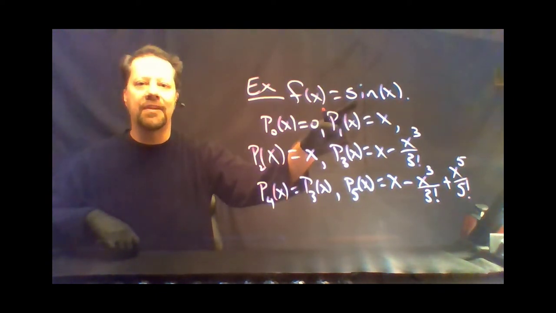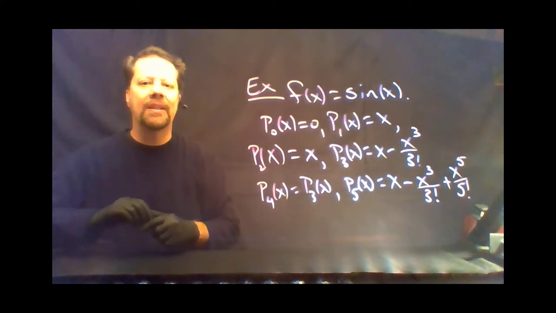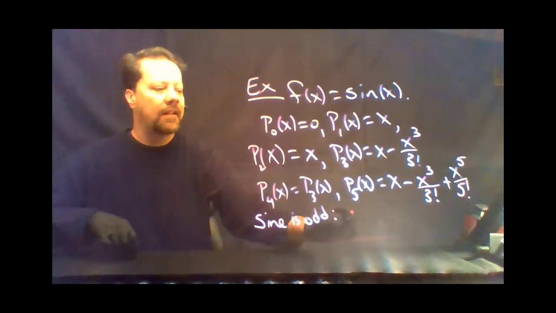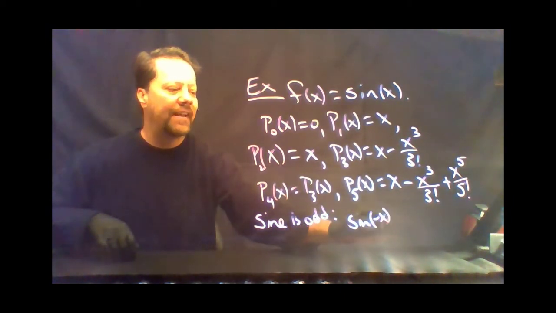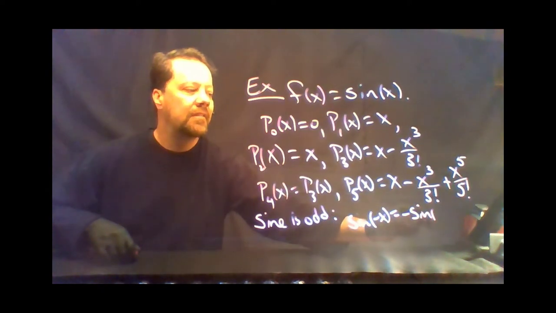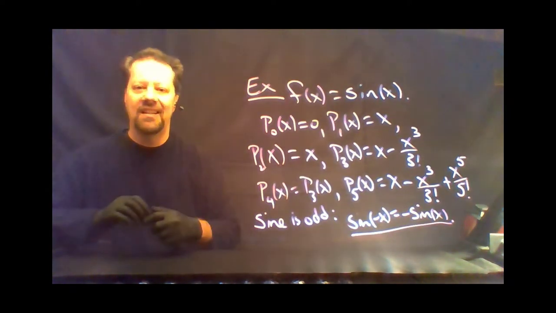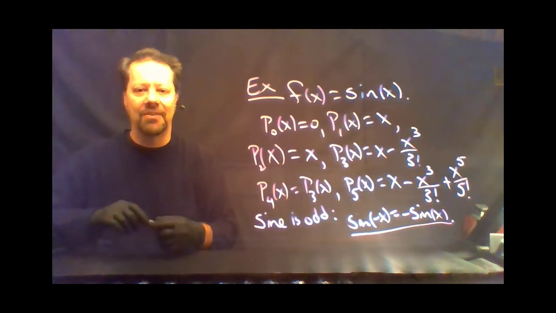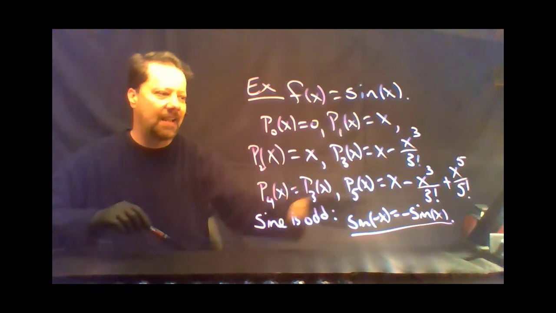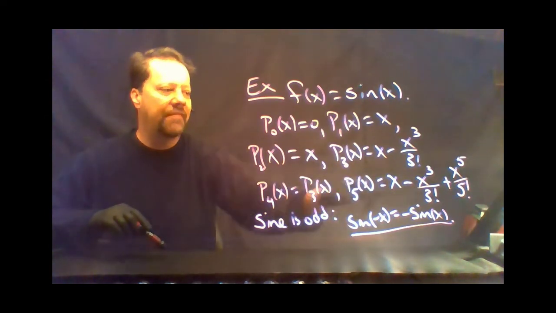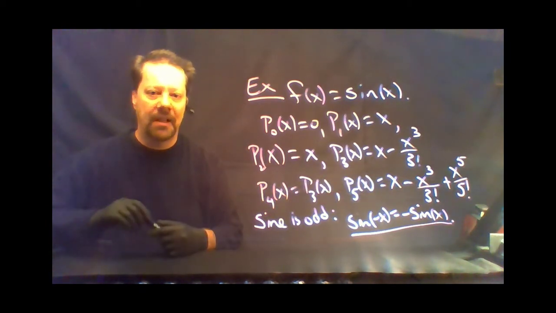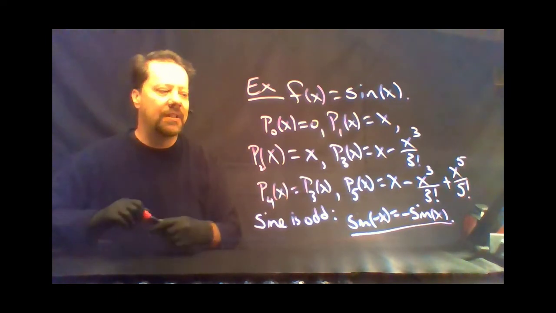Remember, sine is a function that is odd. Do you remember what the definition of an odd function is? That means sine of negative x equals negative sine of x. Negatives pull out. Odd powers of negative values produce a minus sign, which could be factored out. If any of these terms had even exponents, the negative would be squared away and would not be able to be factored out.